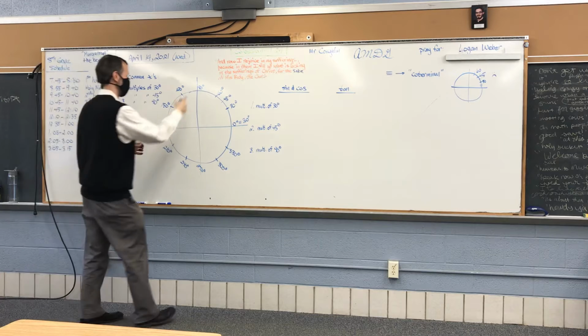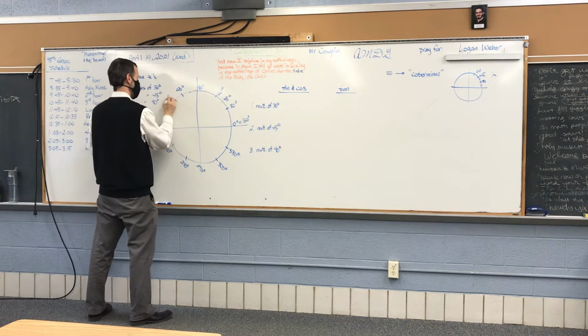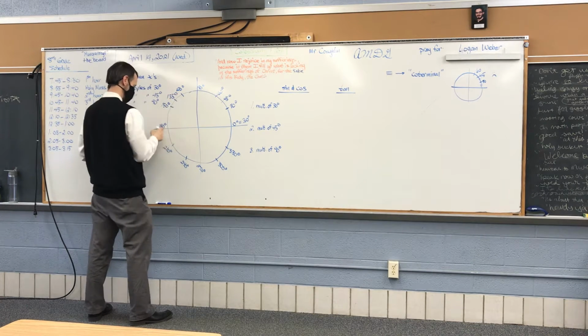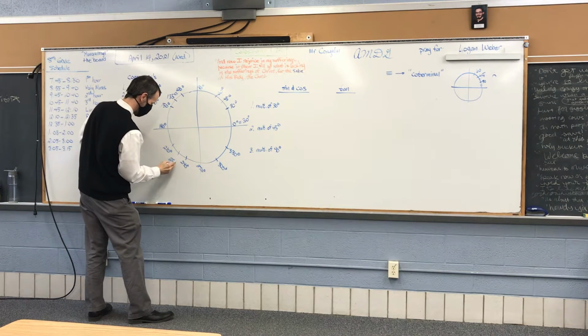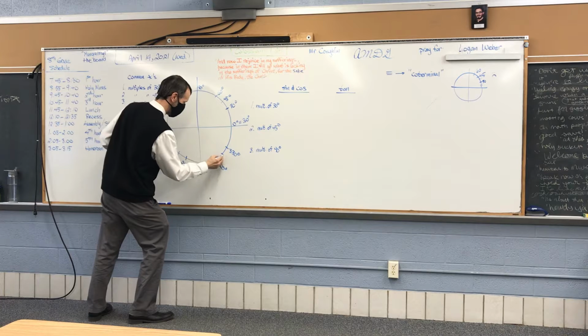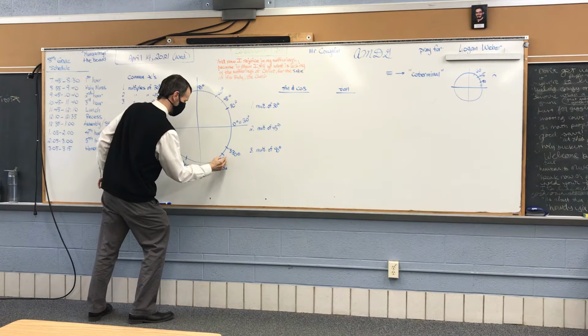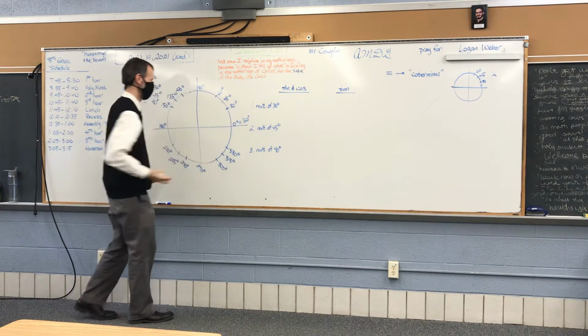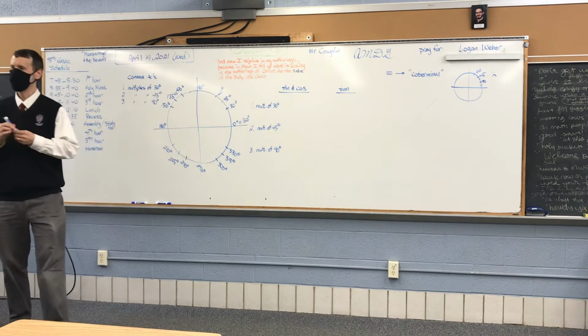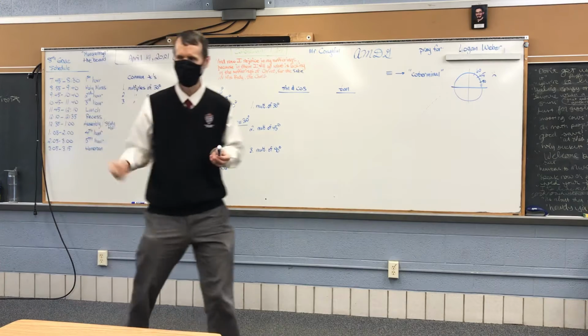Then keep going. We got 90. 135. Okay, got 180. 225. Yep. And 270. 315. And 360. Okay. Those are all the common angles once around the circle.